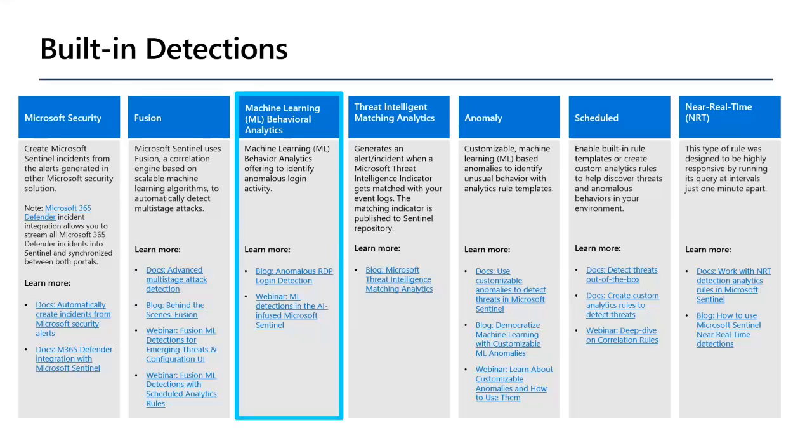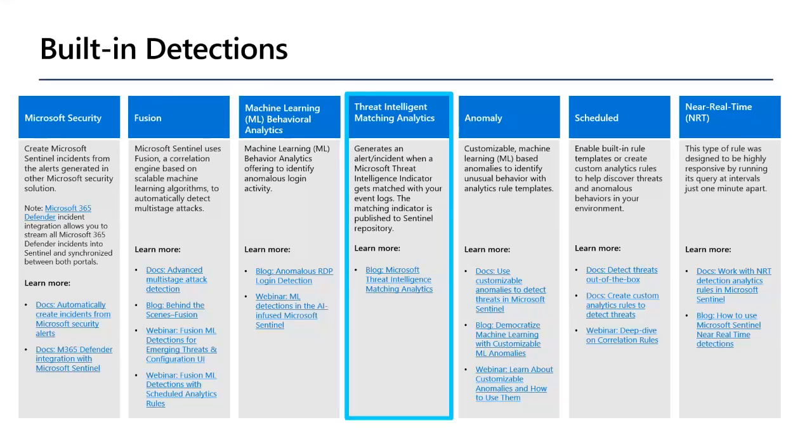Machine learning behavioral analytics. These templates are based on proprietary machine learning algorithms. They are good for detecting anomalous behavior, such as unusual remote desktop or SSH logon. Threat intelligence matching analytics. The rule matches Microsoft-generated threat intelligence data with logs and generates high fidelity alerts or incidents with appropriate severity based on the context of the logs. Once a match is generated, the indicator is published to your threat intelligence repository in Microsoft Sentinel.